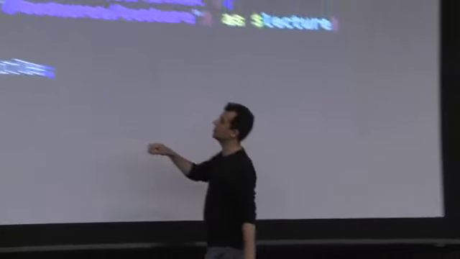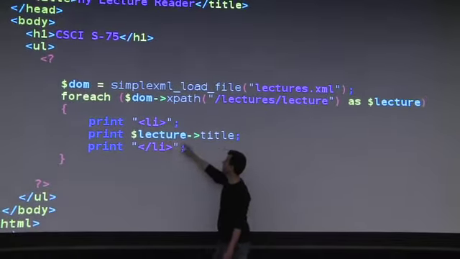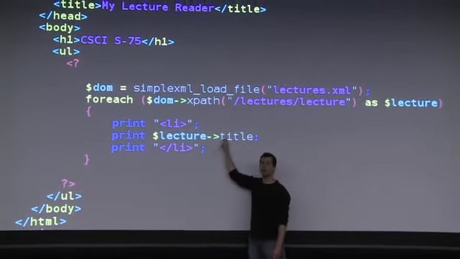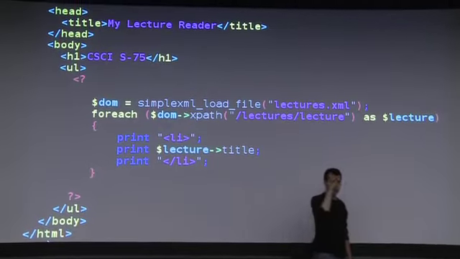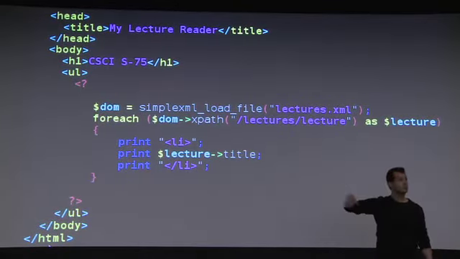And so on each iteration of this loop, we're going to print out an li and a close li, inside of which is going to be lecture title. So this too refers to the SimpleXML API. If you just want to start at a node and go one level deeper without doing a search, XPath is allowing me to search the whole tree.